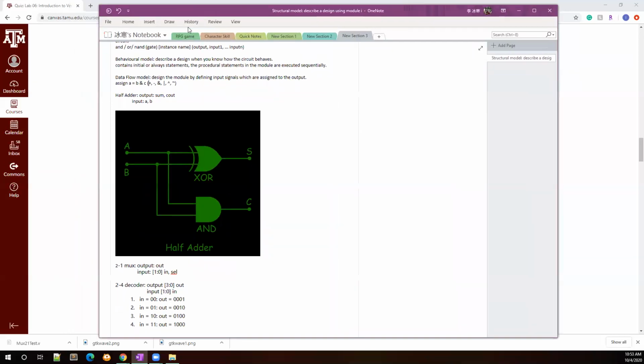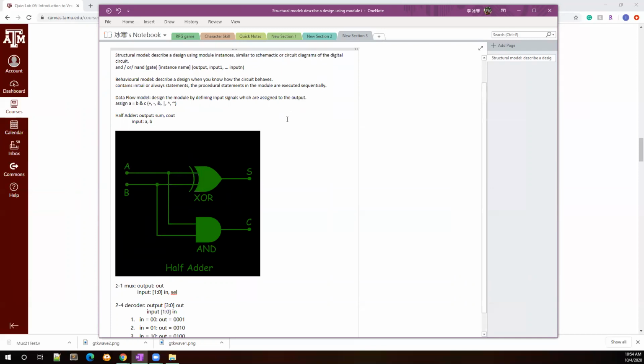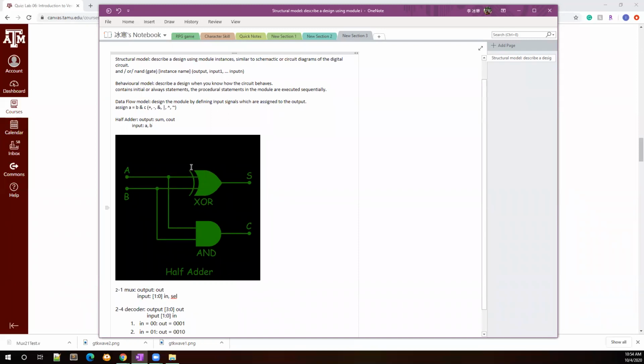Okay, for the half adder, the outputs are sum and cout, and the inputs are A and B. For the first one, I think you have learned in class: you can write the truth table first, convert it to the expression, and draw the circuit. So you can design the half adder with the structural model based on its circuit.